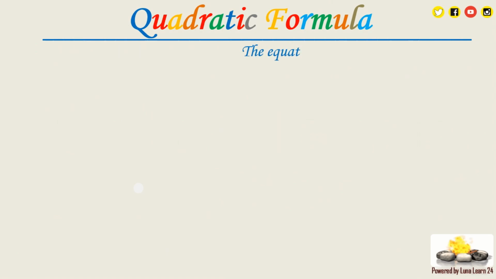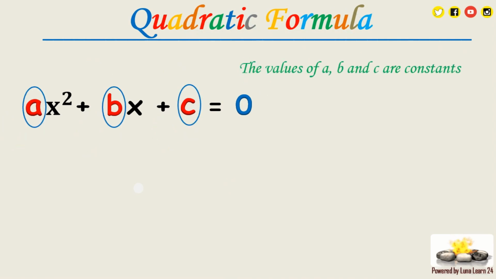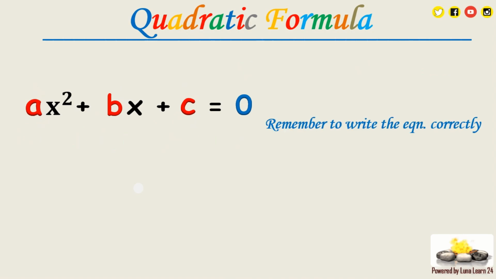To use the quadratic formula, the equation must be in the general form ax squared plus bx plus c equals 0. To begin, the equation should be in the general form. If it's not in the general form, rearrange it, where a, b, and c are known as constants. We now use a, b, and c in the quadratic formula, and remember to write the equation correctly as well as the formula.